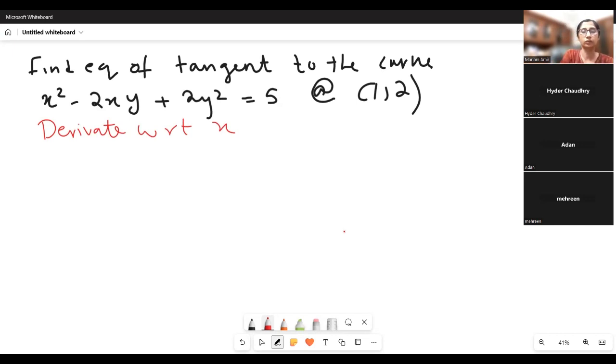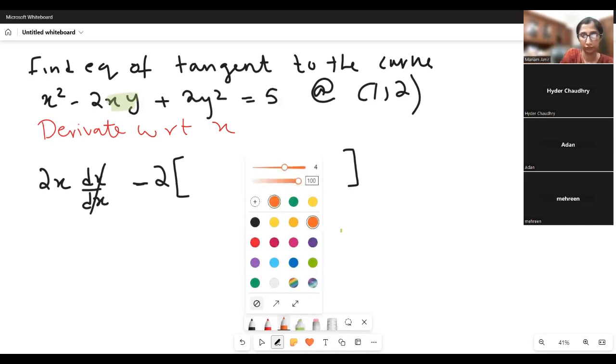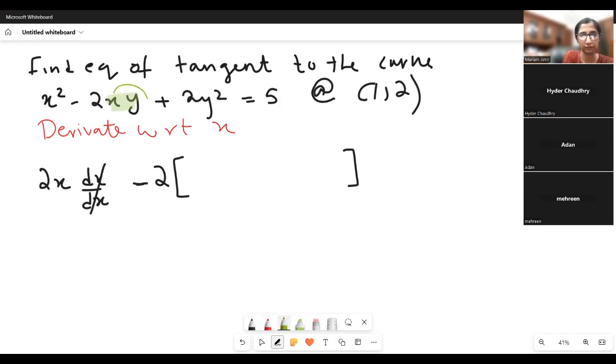The derivative of x square is 2x. And with it, there's also a dx by dx, but that cancels out. Minus 2 times bracket. Okay. Now, how do we derivate xy? We have to use product rule here. You remember from yesterday's lesson.